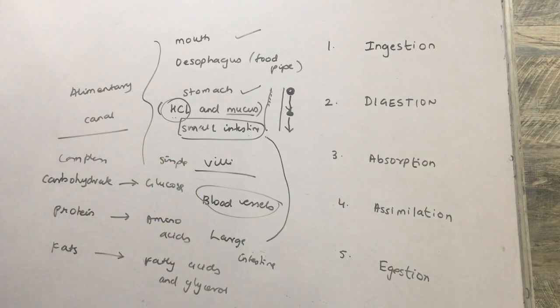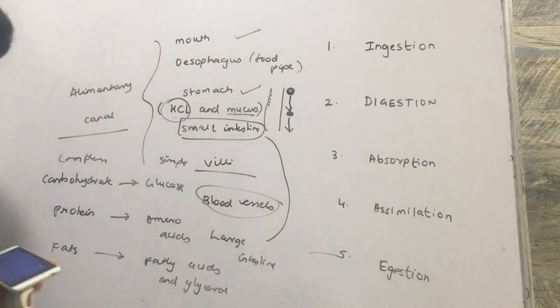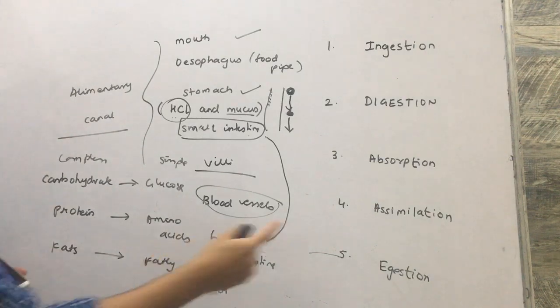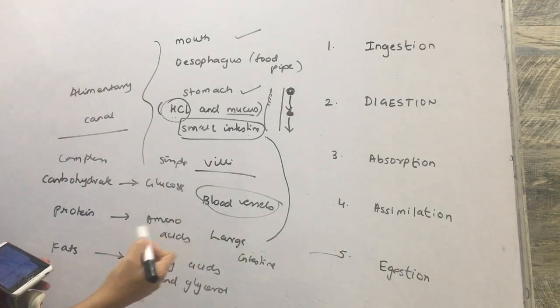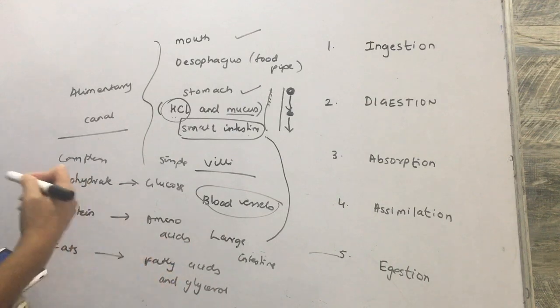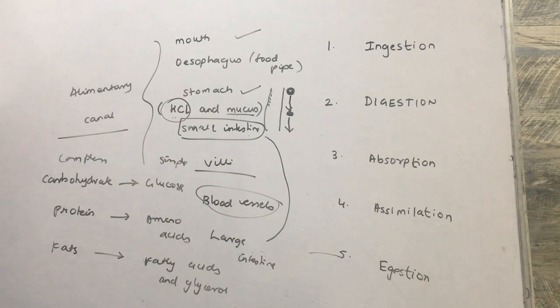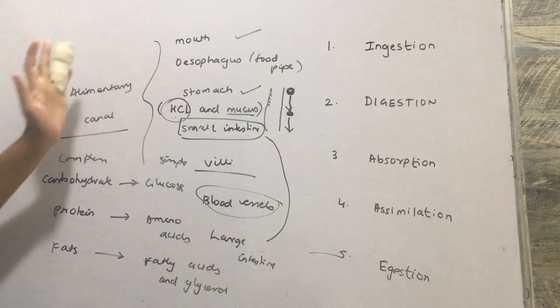Now the last process will be egestion. Egestion is the undigested food present in the large intestine becoming semi-solid and being stored in the rectum. And lastly, it is thrown out through the anus. So in egestion, whatever waste product is present is thrown out from the anus. So this is how nutrition in animals or nutrition in humans occurs.